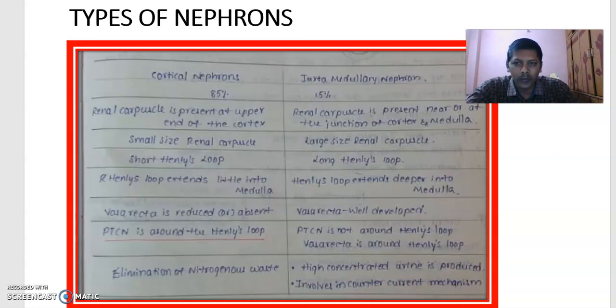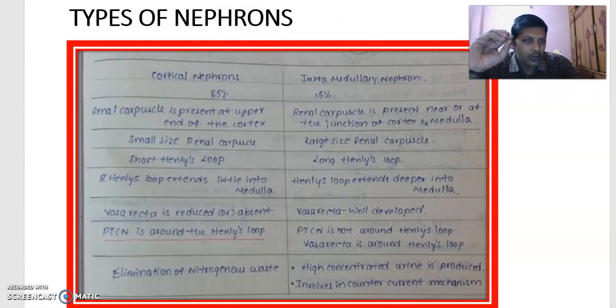Next, we are going to discuss the types of nephrons. It is a 2 marks question, also very important. Recently in NEET mock test papers they have also asked one bit from these types of nephrons. There are two types of nephrons in our kidney.